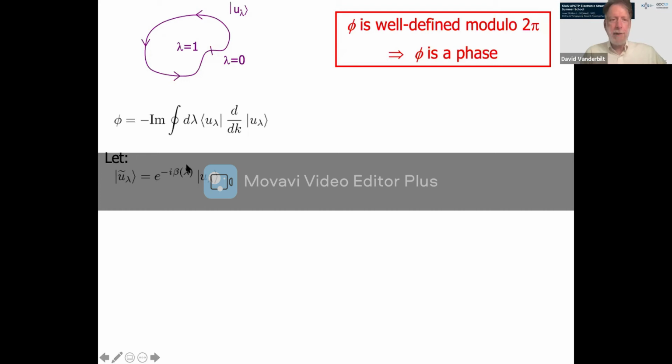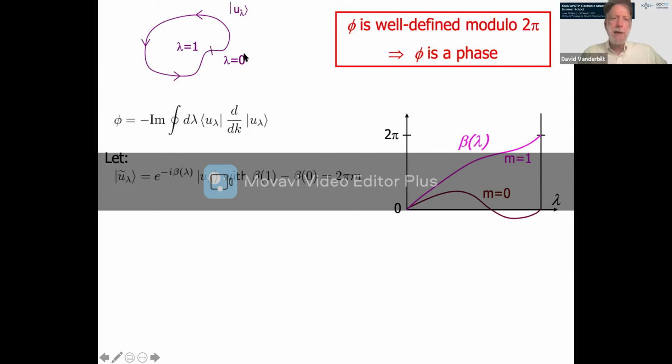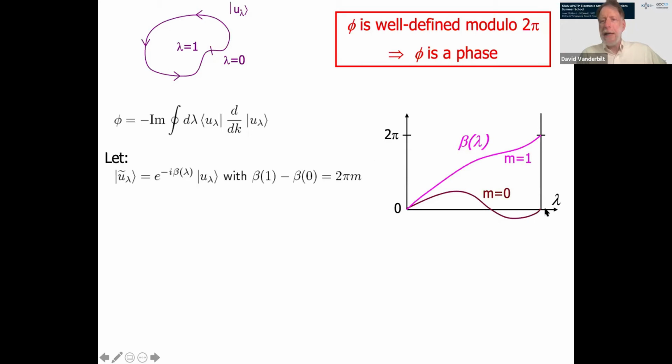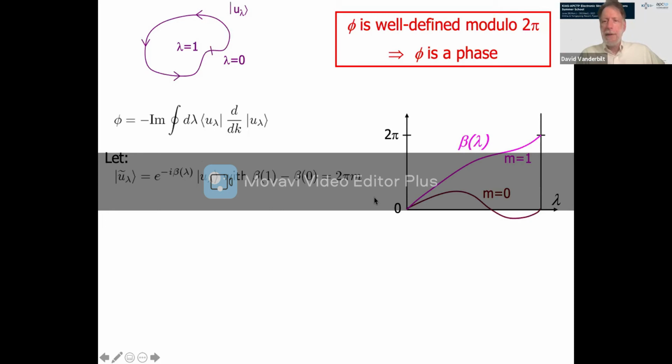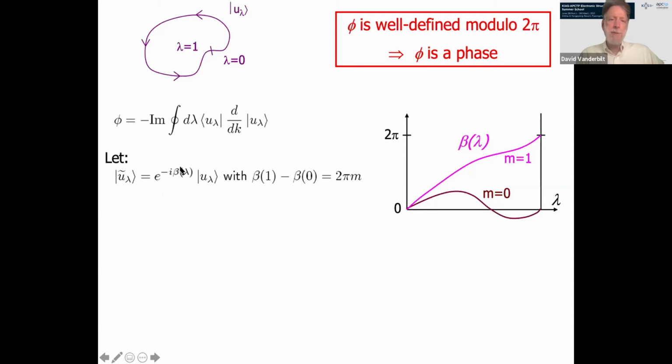And if you think about what beta can look like, let's say I twist the phase a little bit and then go back. It has to come back to itself when I get all the way around to lambda equals 1, because I want the wave function again to be smooth across this junction. But importantly, it doesn't exactly have to come back to itself. It could come back to itself with a difference of 2 pi, because if I take e to the i times 2 pi, that's just 1. And so it would again be smooth here.